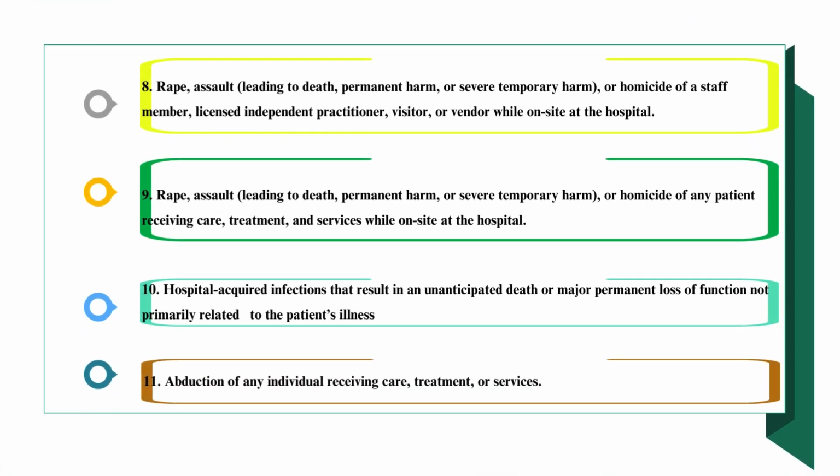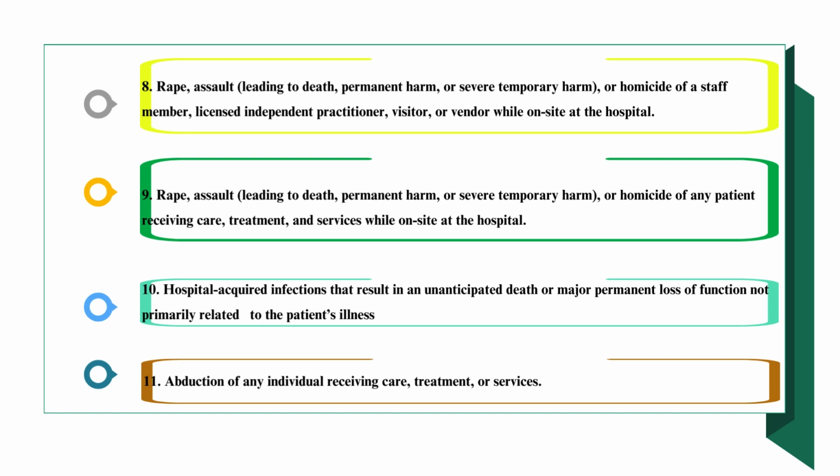Continuing with the following categories. 8. Rape or assault, leading to death, permanent harm or severe temporary harm, or homicide of a staff member, licensed independent practitioner, visitor, or vendor while on site at the hospital. 9. Rape or assault, leading to death, permanent harm or severe temporary harm, or homicide of any patient receiving care, treatment, and services while on site at the hospital.